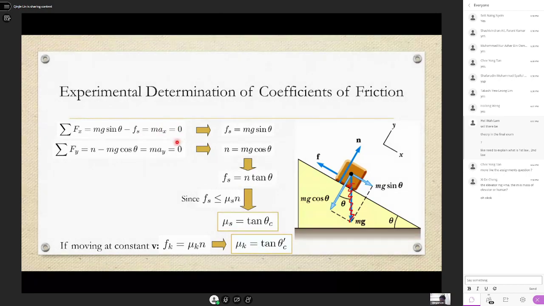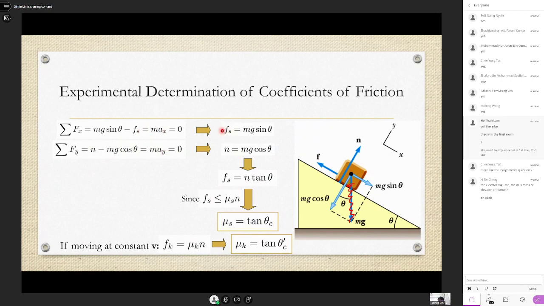Second equation, take summation of forces in the y direction. That means like this, the y direction. So in the y direction, we have n here, and then we also have mg cosine theta on the other side. That's why we will take a negative. And also a is 0, because it's not accelerating in that direction. So now we have two equations. We want to combine them. The way to do it is to put it into this form.